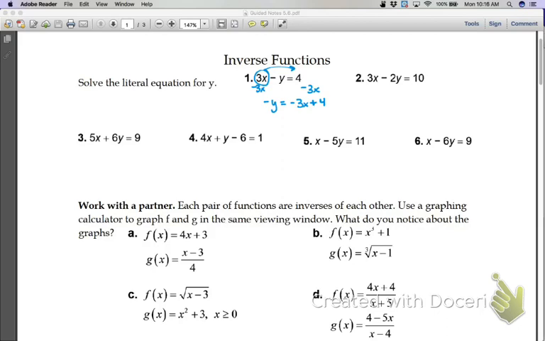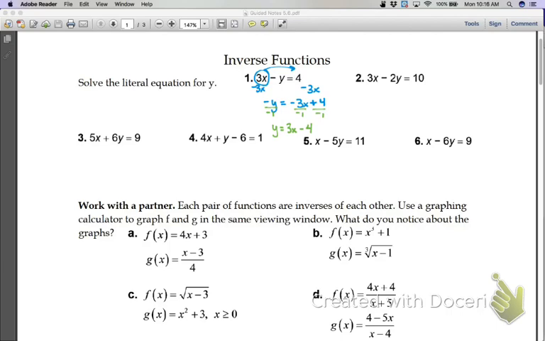Next step, I can't have a negative y, so I need to divide every single part by negative 1, not just the first part, but every part after it. So y equals negative 3x divided by negative 1, which is a positive 3x, and then positive 4 divided by negative 1 is negative 4. This is solving for y. Now, some of you may move the y over to the other side and have 3x equals 4 plus y, and then move the 4 over. You're still going to get the same answer. It's completely up to you.